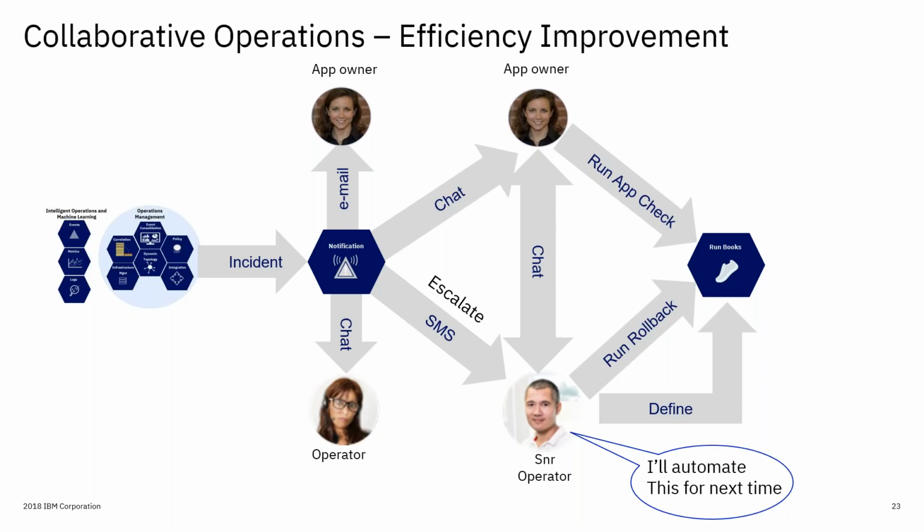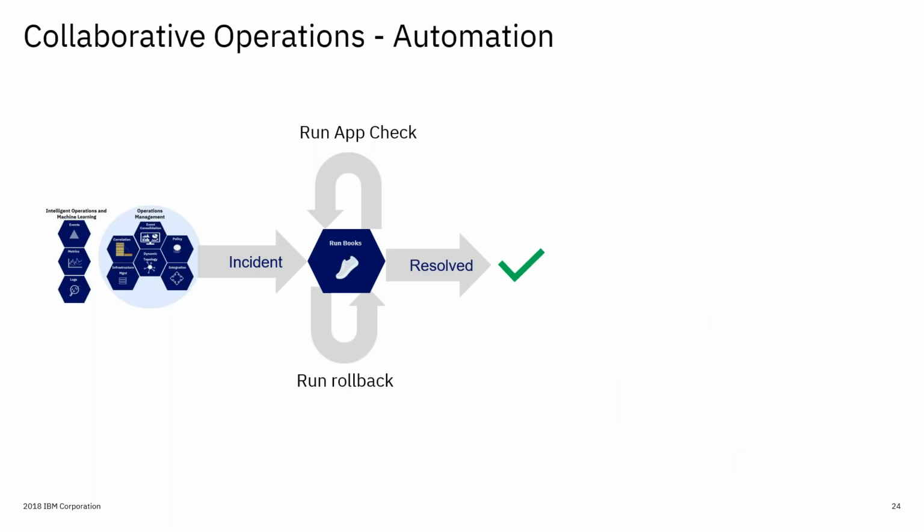So automation is huge in this, and it should be a paradigm that you're looking at every step of the way. What can I do to improve this? Because every time a human being has to react and get in there, I'm wasting time. And then finally, automation: incident, run app check, run rollback, and resolve. So that's the goal. This is where you want to get to, is that 90+% of everything you're doing out there, you want to have automated to the extent possible.